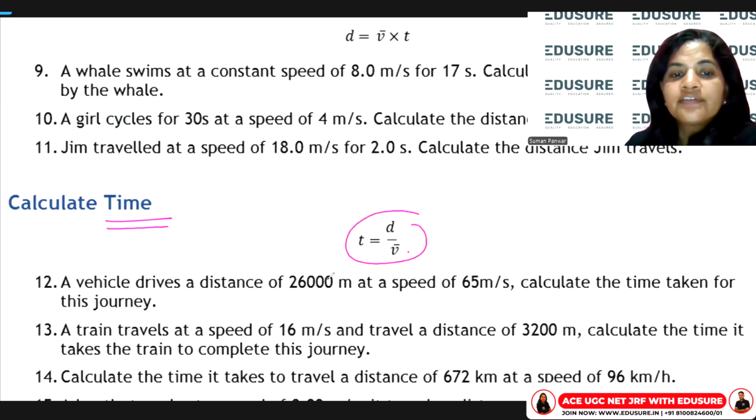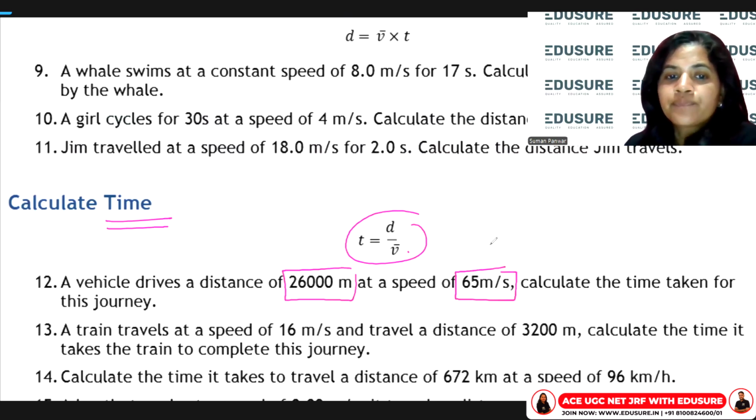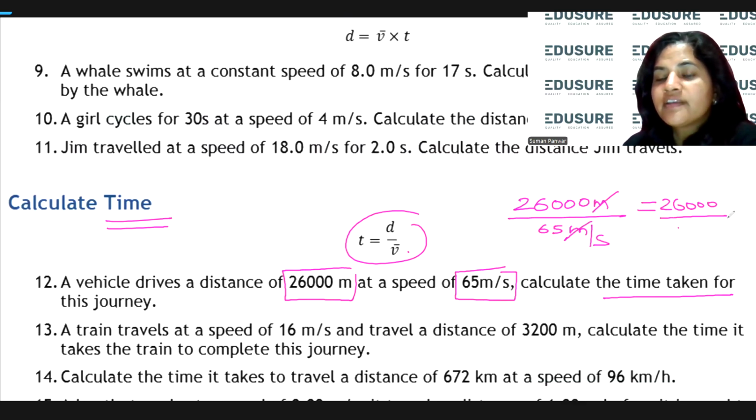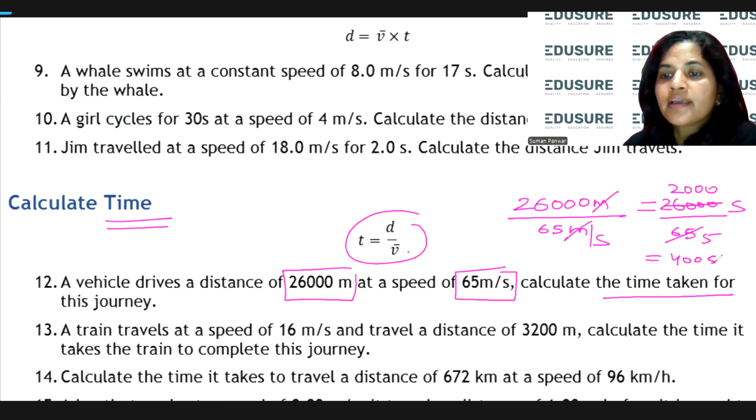A vehicle drives a distance of 26,000 meters at a speed of 65 meters per second. Calculate the time. So time is distance, which is 26,000 meters, divided by speed, which is 65 meters per second. So meters and meters cancel. So 26,000 divided by 65, seconds go above. So 13 times 5, 13 times. So it is 400 seconds.